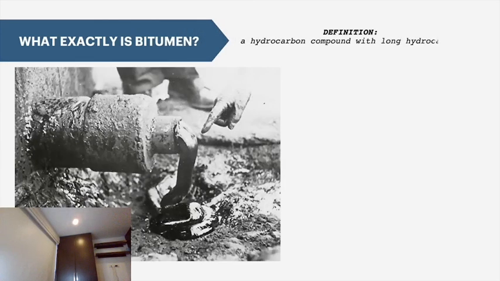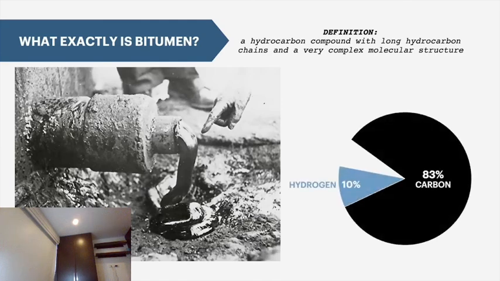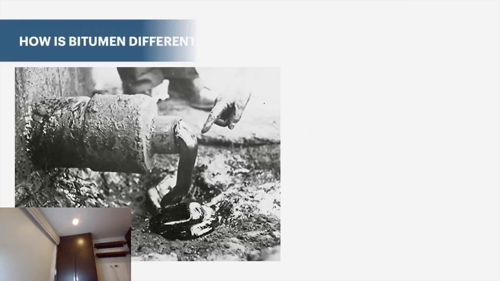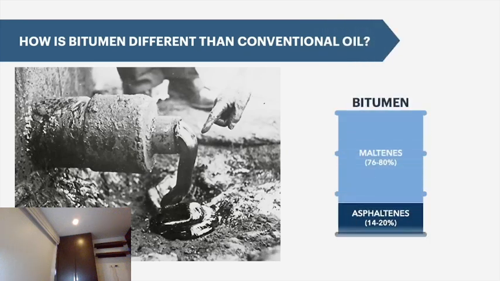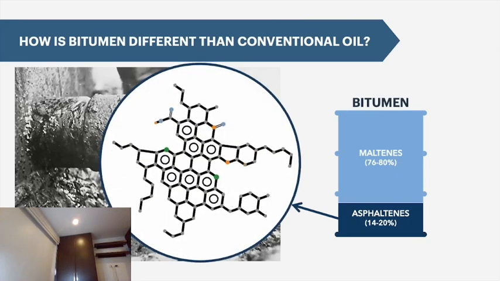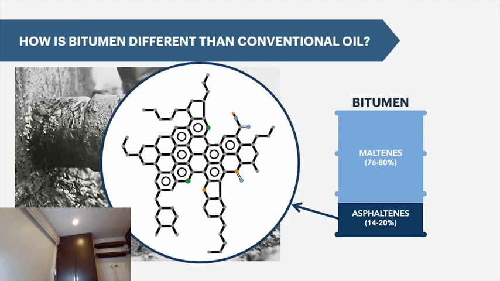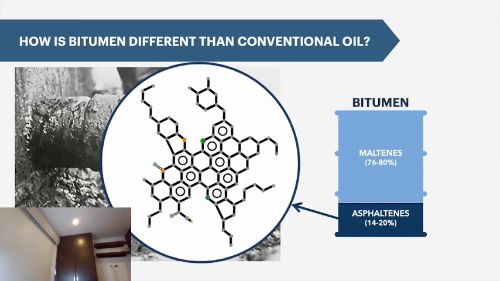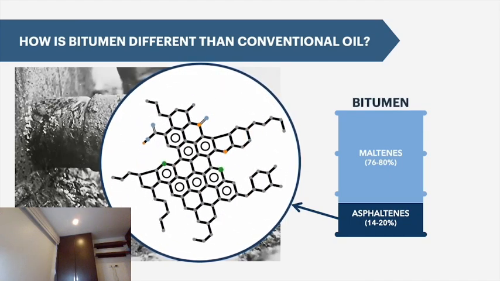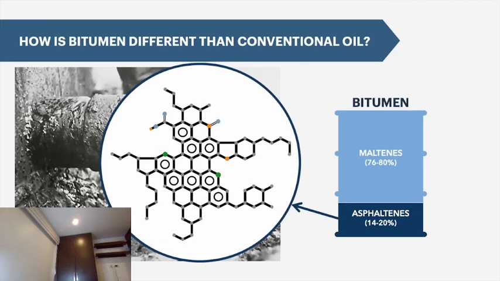Bitumen is a hydrocarbon compound with a very long and very complex molecular structure. Bitumen is high in carbon, low in hydrogen, and contains a relatively high amount of sulfur and heavy metals, especially nickel and vanadium. Bitumen is an extra heavy oil and contains as much as 20% asphaltenes, which are complex hydrocarbon compounds with a very high molecular weight. Asphaltenes are what make bitumen thick, viscous, and almost solid at room temperatures, giving bitumen that smell of tar or asphalt. While all crudes contain asphaltenes, bitumen has more asphaltenes than conventional oil and even more than heavy conventional oil.